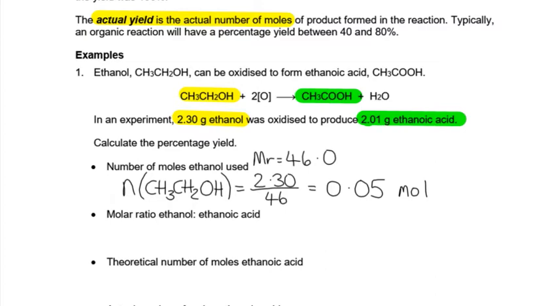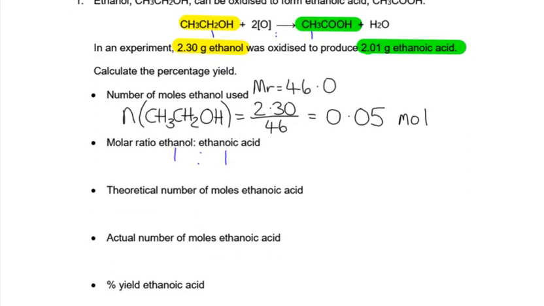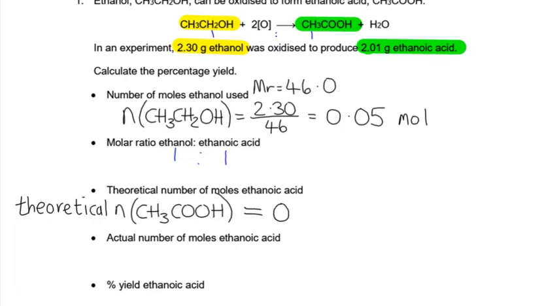Now then we're going to go to the equation and figure out how much ethanoic acid we think we will achieve then. Well, if we look, for every 1 ethanol, there is 1 ethanoic acid, so our ratio is 1 to 1, which means that the theory of quantities reacting is that the number of moles of ethanoic acid, which is our theoretical, would be equal to the number of moles of ethanol we started with. So in theory we should get 0.05 moles.